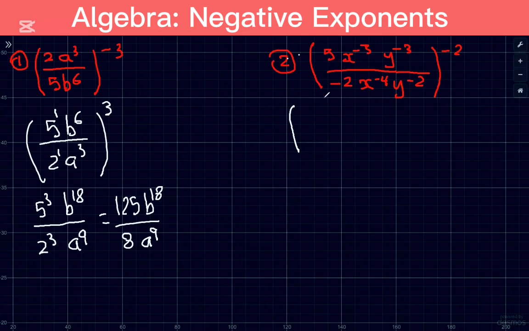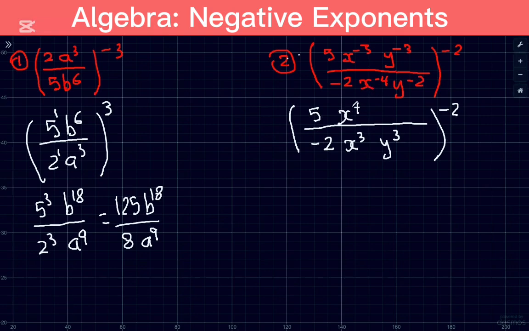The 5 here doesn't have a negative exponent, so it'll stay what it is. Also the -2 doesn't have a negative exponent, so it stays what it is, and we still have that -2 here. Now this x to the -3 has a negative exponent, so it could go to the bottom, and then the exponent becomes positive. The same for this y to the -3, it could come to the bottom, and then the exponent becomes positive. By the same token, x to the -4 on the bottom could just jump to the top, and then the exponent will change to positive. Y to the -2 here could go to the top, and the exponent becomes positive.